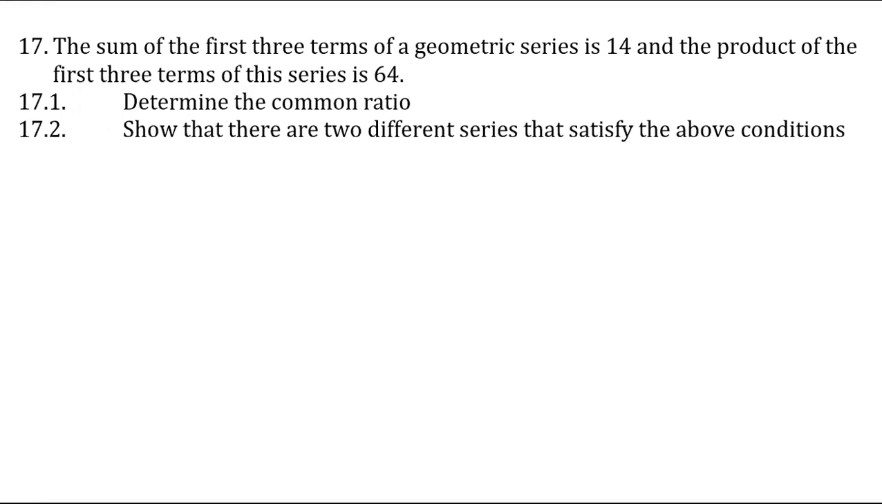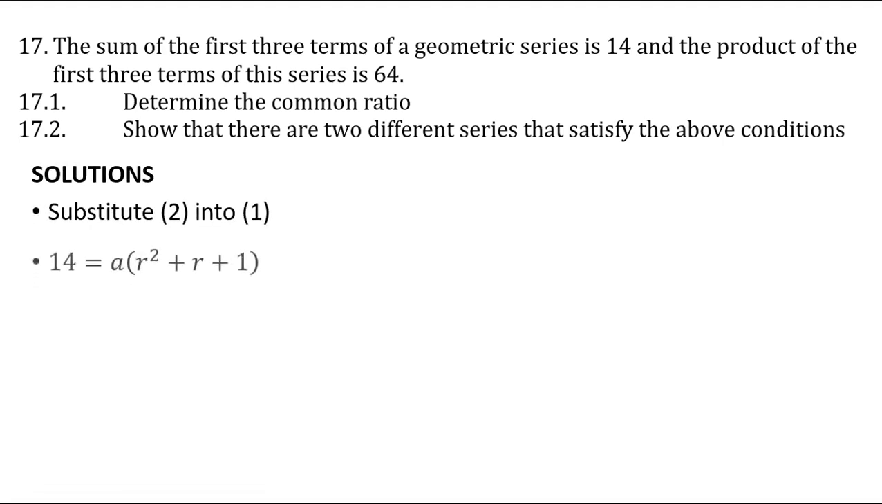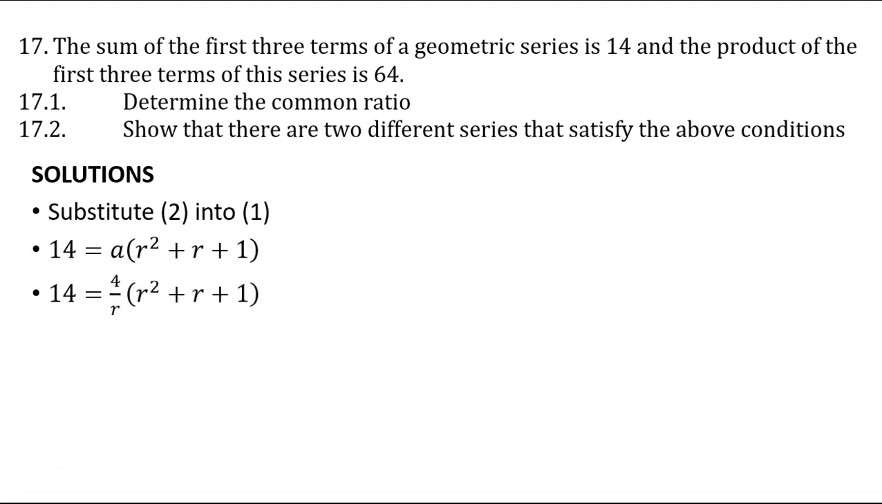You'll go back to equation 1, and where there is A, you will substitute that 4 over R. Multiply that 4 over R by distributing it into the brackets. The first term will be 4R, the second term will be 4, and the last term will be 4 divided by R. Go back to your basics, grade 8, 9, 10, 11. You'll understand how I got those.